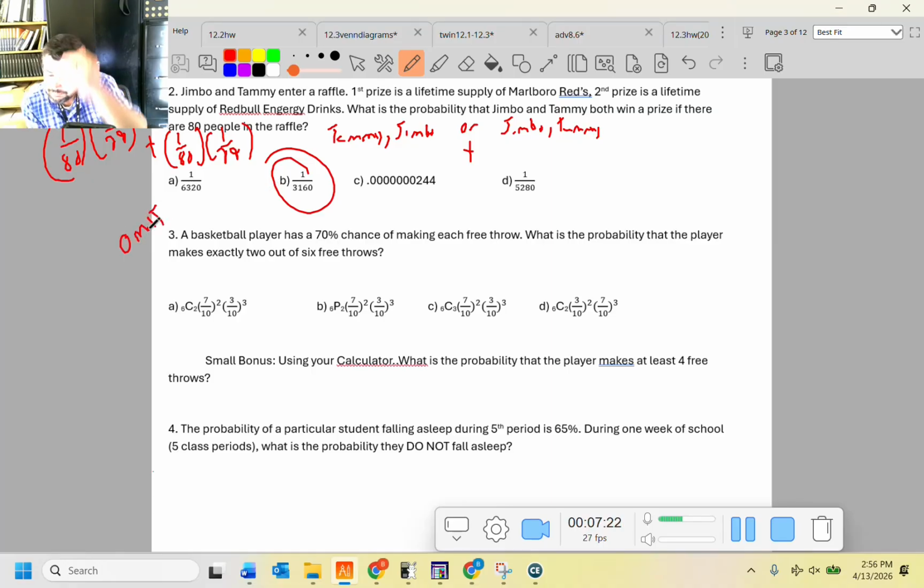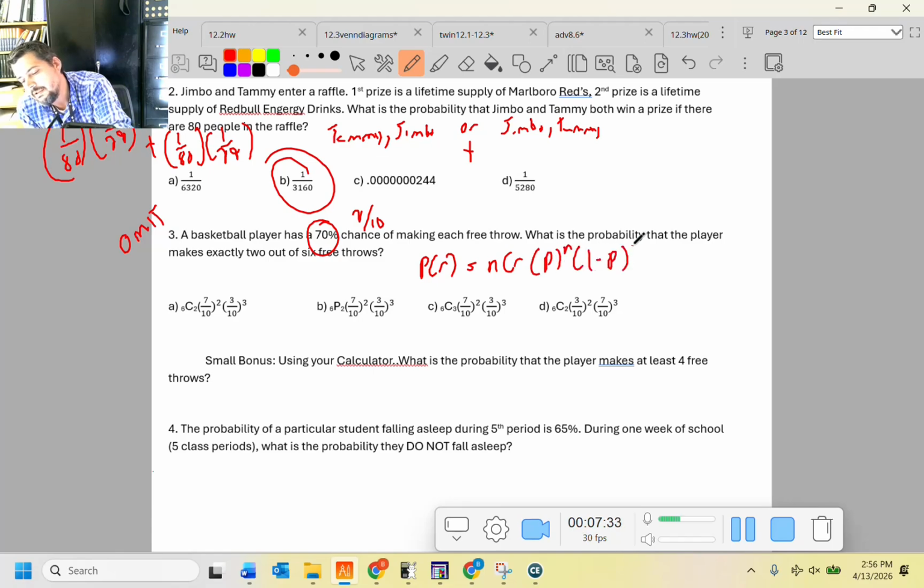I fixed it here. 70% is 7 in 10. Your formula for the probability of r successes is nCr times the probability to the r times 1 minus p to the n minus r. All right, so 2 out of 6.